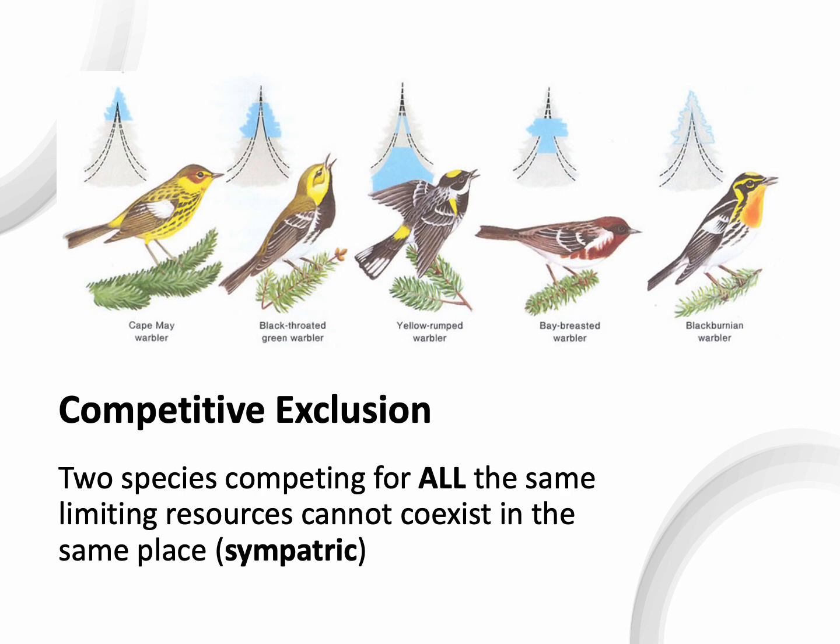And whenever they live in the same place, we use the term sympatric to describe their ranges. So here's another classic example. These are warblers that are breeding up in northern Canada.